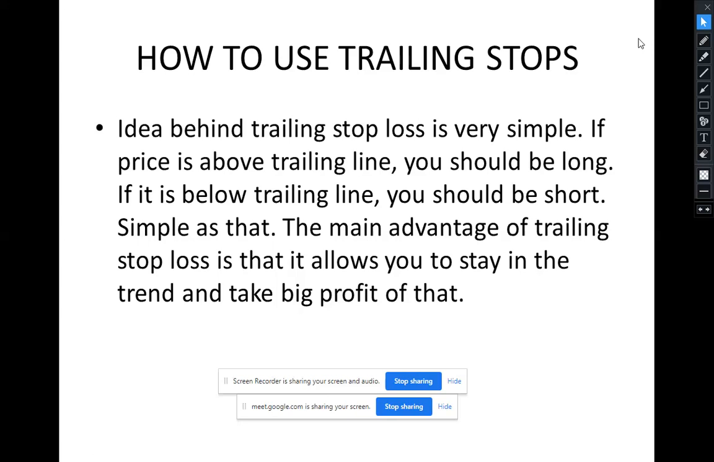When I talk about trailing stop loss, for instance, when you enter a trade, let's say you enter a trade at this point, and your target is at this level and your stop loss is at this level. This is your entry, this is your take profit, and this is your stop loss. You decided to buy the trade. The price moved higher to this point. Your stop loss will also move.